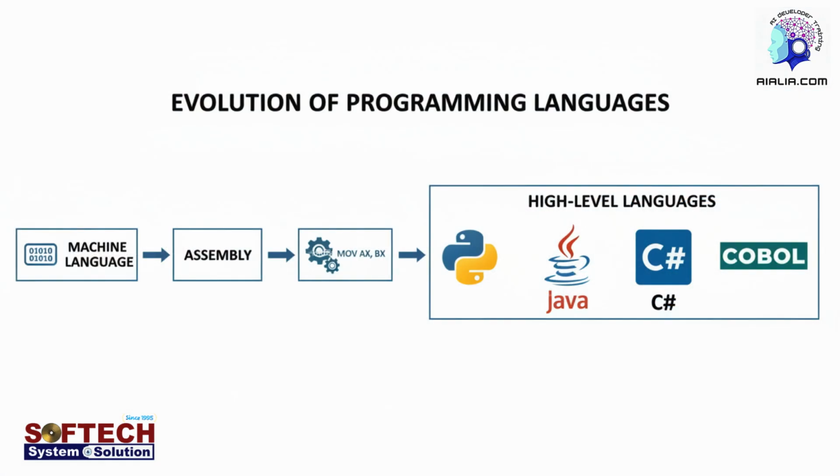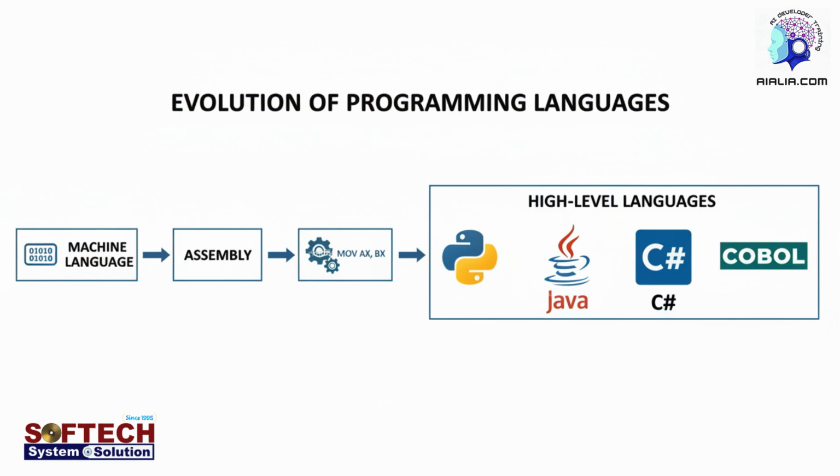To simplify development, assembly language was introduced. Assembly language uses symbolic instructions. However, assembly language is machine-dependent. A program written for one processor cannot directly run on another processor. This created scalability and development challenges. As a result, high-level languages were introduced. These languages are closer to human language. They are easier to write and maintain.